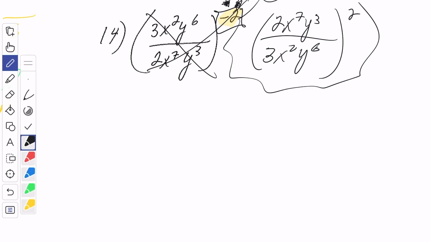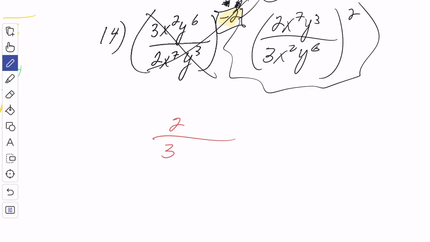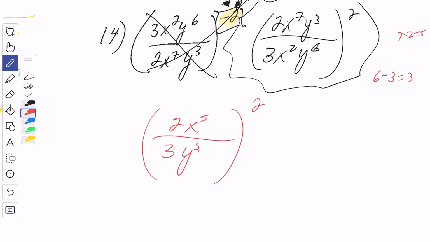And from here, there's different ways you can do it. I'm going to simplify the inside first. 2 over 3 can't be simplified, so it still remains 2 over 3. I have more x's in my numerator, so it will be 7 minus 2, which is going to give me 5, so it's x to the 5th power. I have more y's in my denominator, so 6 minus 3 is 3, so it will be y to the 3rd power. And then from here, everything just needs to be squared.